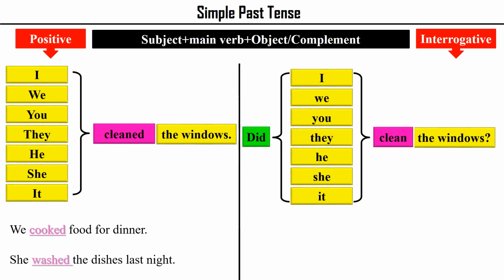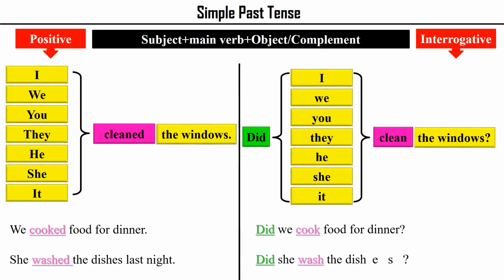Here we use the base form of the verb because we have the past helping verb at the beginning of the sentence. Did we cook food for dinner is the interrogative form of we cooked food for dinner. And did she wash the dishes is the interrogative form of she washed the dishes, etc.